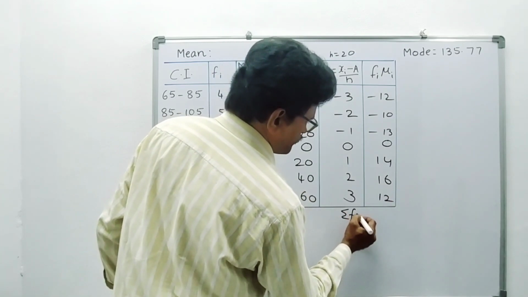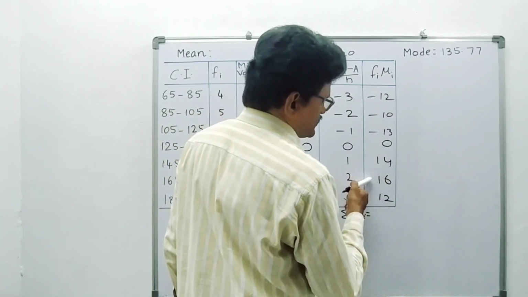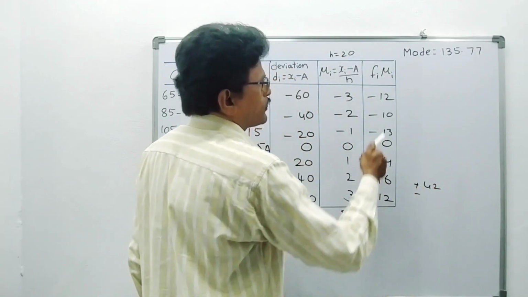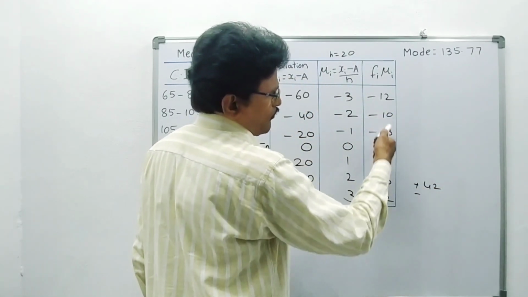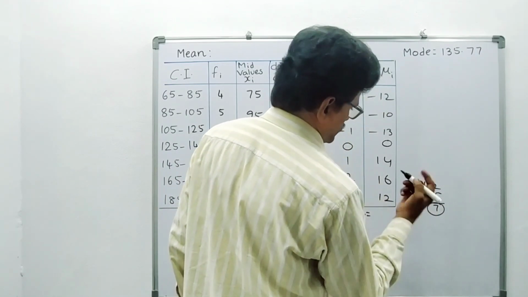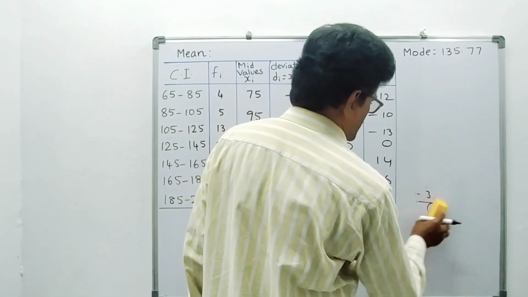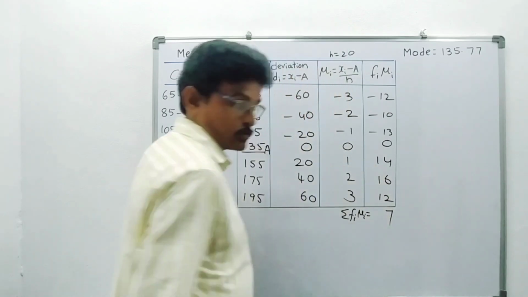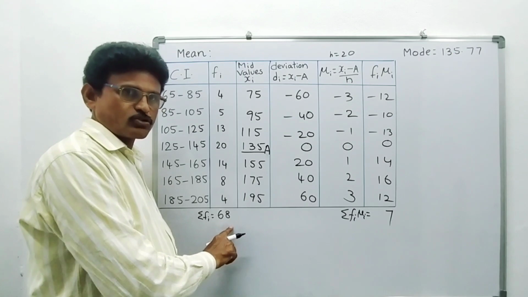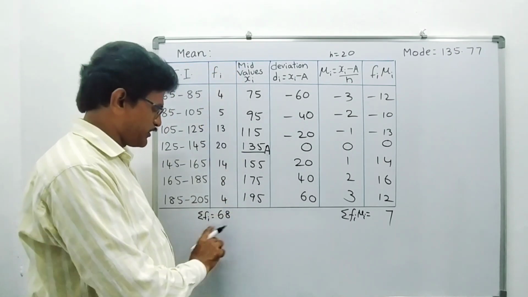What is sigma fi ui? Okay. Positive values: 16 plus 14, it is 30. 30 plus 12, it is 42. Okay, positive value. Now negative values: 12 and 10 and 13, it is minus 35. Right? Difference we are getting, 7, positive value. So this is 7. Sigma fi ui we are getting is 7 only. Okay. Now already it has been given, total 68. Total consumers 68, it has been given like that. If you add all these values also you will get sigma fi 68.